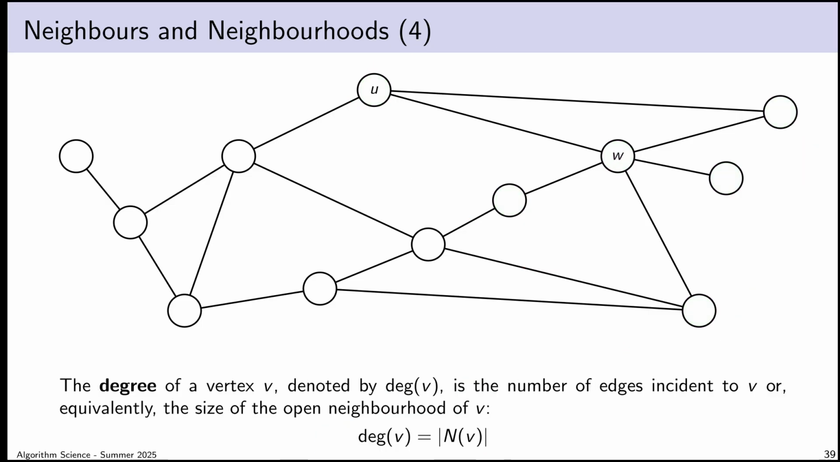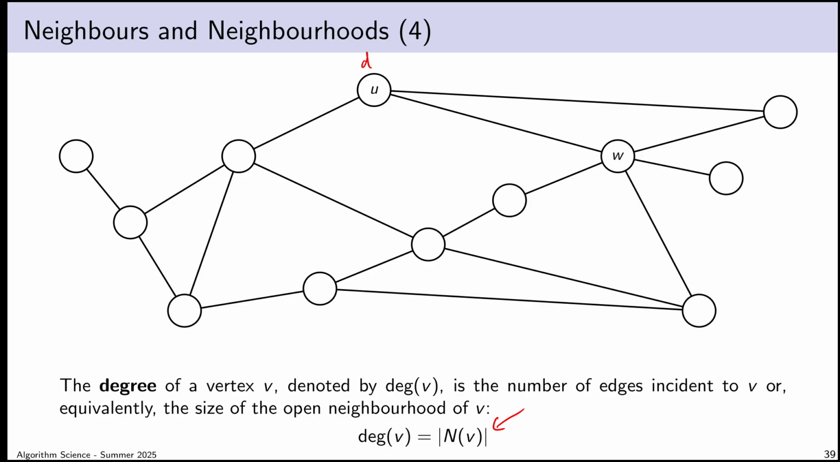Okay, so what about the number of neighbors? We call this the degree. The degree of a vertex, which we denote by this, and we use this all the time, is the number of edges incident to V, or if you want, the size of the open neighborhood of V. And I'll just use that as our formal definition. It is the total number of things connected to a vertex V by an edge.